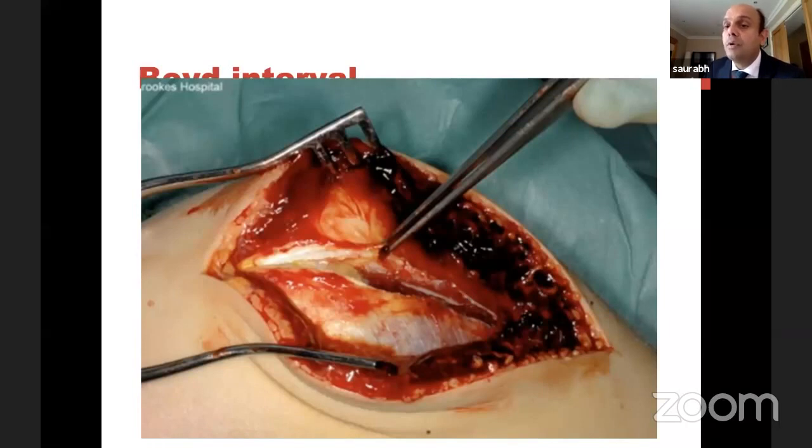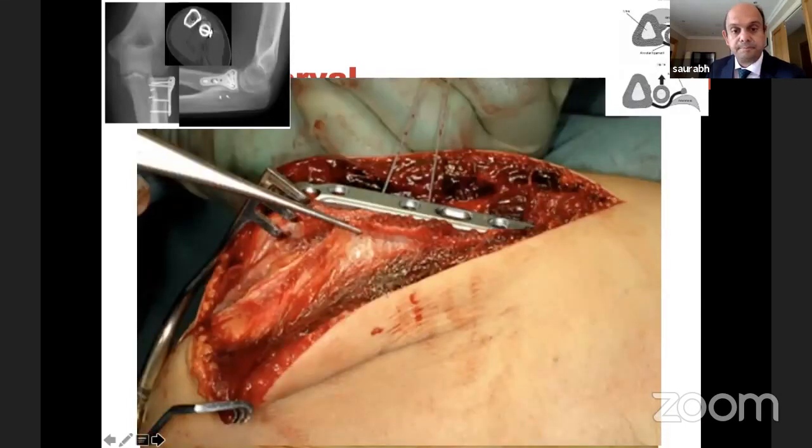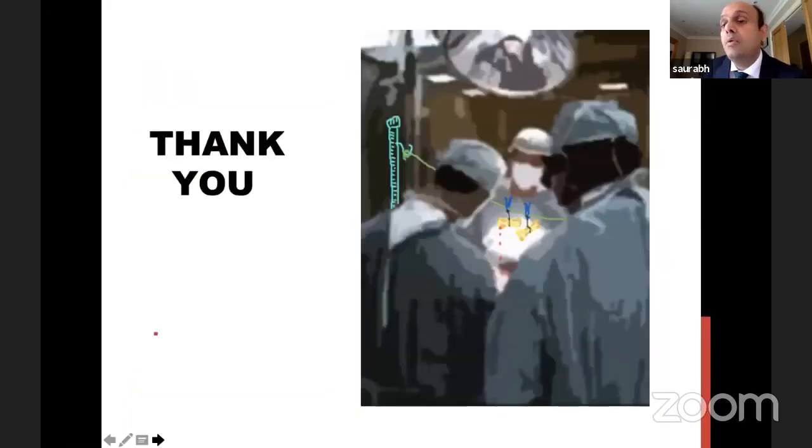So for the elbow, we've talked about medial approaches, lateral approaches, and the posterior approach. The anterior approach you almost never do, other than for supracondylar fractures with a vascular injury. I think that is the end of it, if I remember. So thank you for your time and attention, and good luck to all of you.